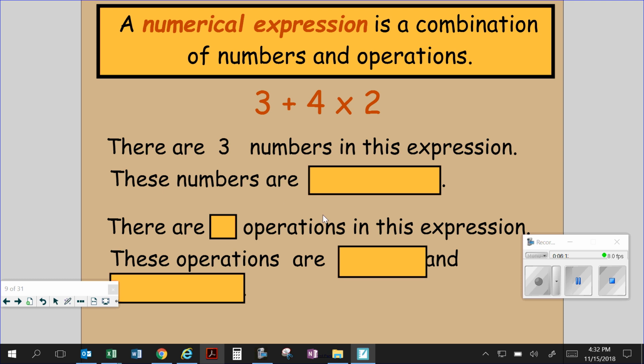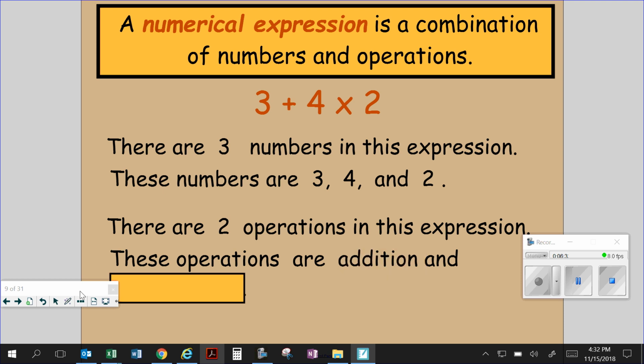If you think you could fill these in on your notes without me, try to. You may pause at this time and then come back. So these numbers are 3, 4, and 2. How many operations are in this expression? 2 operations. These operations are addition and multiplication.